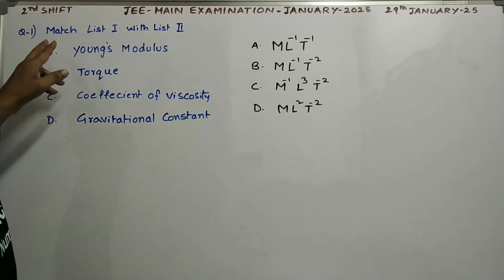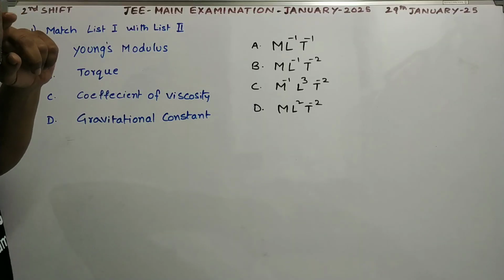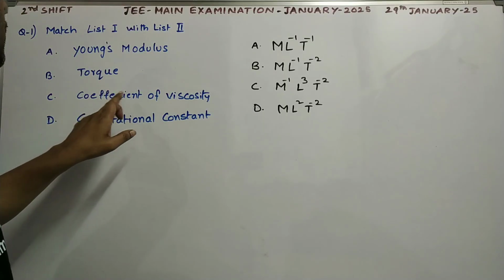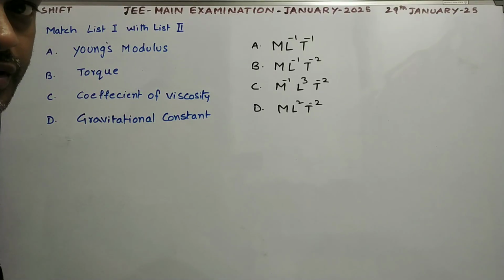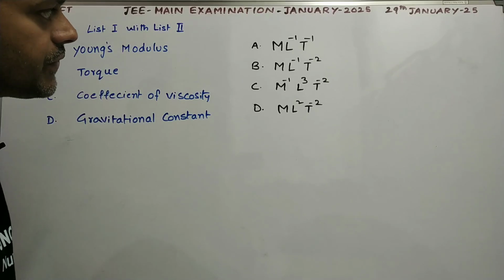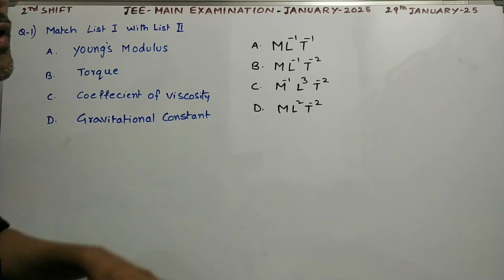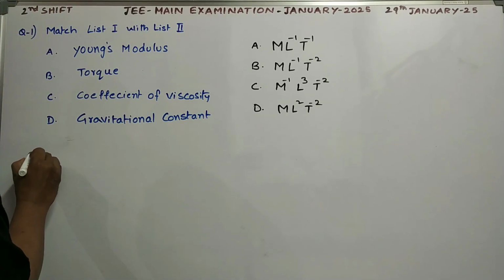Okay, what is the first question? Match list 1 with list 2. What are given? Young's modulus, torque, coefficient of viscosity, and gravitational constant, and their dimension formulas are given. Okay, we can match these two. First we discuss the first one.